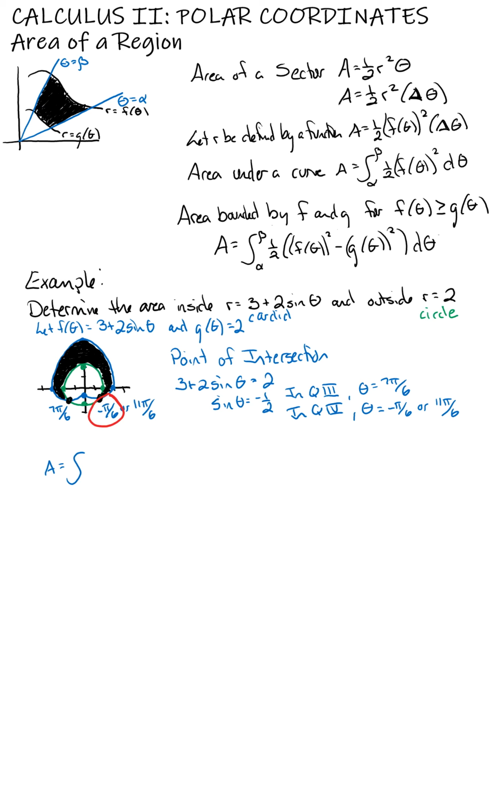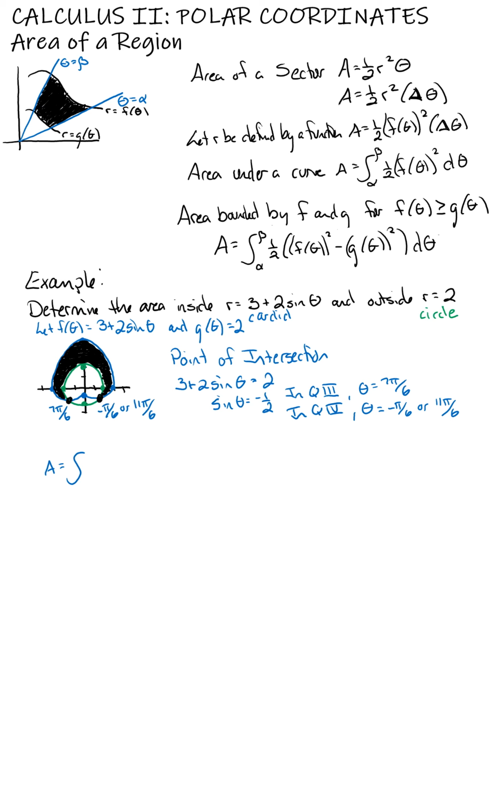Again, make sure you understand I am going from quadrant 4 to quadrant 3. We are not going from quadrant 3 to quadrant 4. That would be this little bit here. So I want to make sure I'm going in the right order. If I'm going from quadrant 3 to quadrant 4, I don't have anything inside the cardioid but outside the circle. This little bit here is actually outside the cardioid but inside the circle.